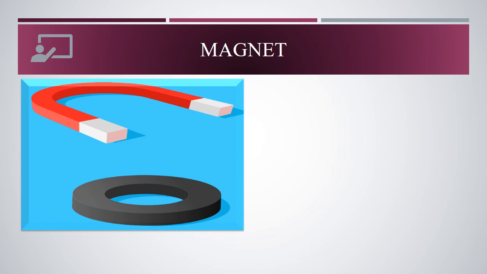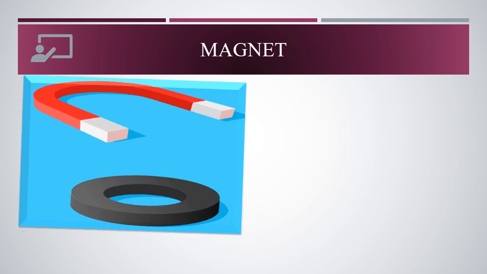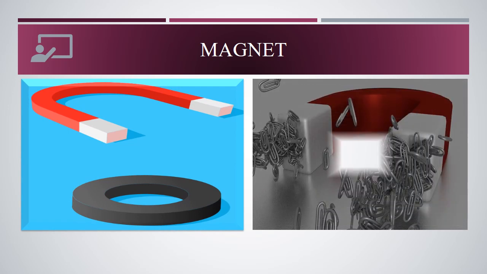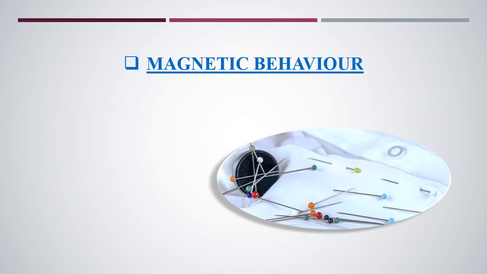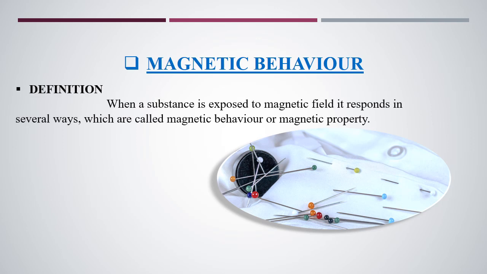The picture you are looking at is of a magnet, and what a magnet does, it attracts some substances towards it, but it also repels a few substances away from it. This behavior of a magnet is called magnetic behavior, and it is defined as when a substance is exposed to a magnetic field, it responds in several ways, which are called magnetic behavior or magnetic property.